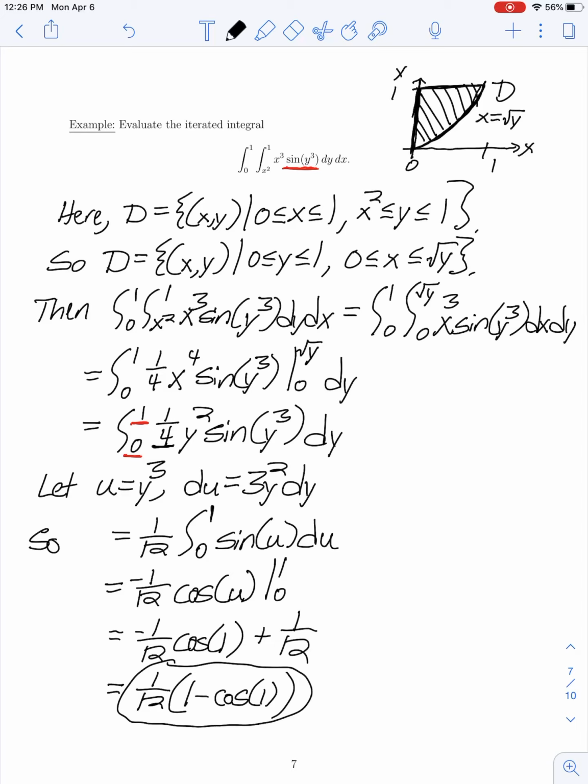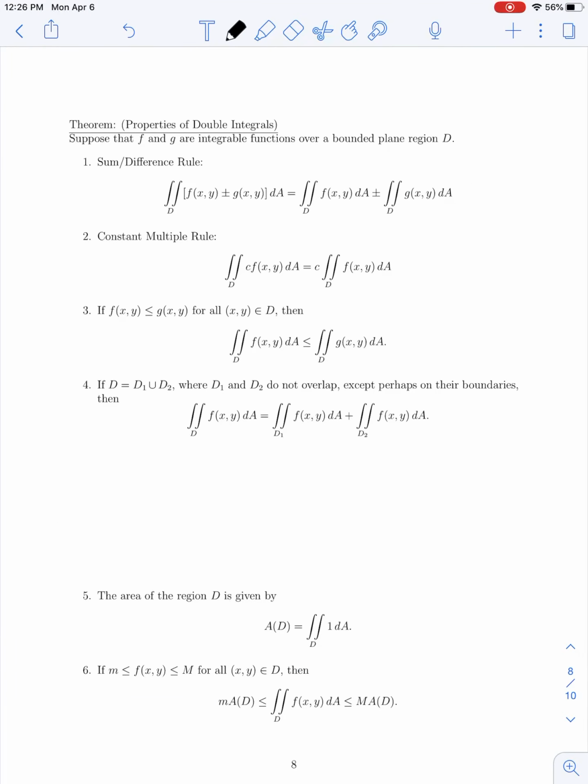And again, to get this value, we needed to consider our region of integration D as a type 2 region instead of a type 1 in order to find our antiderivative. Now, in the last part of this section, we will talk about some properties of double integrals, and then make use of some of these properties to evaluate, say, the average value of a function over a region, or try to estimate the value of a double integral if we're not able to find an antiderivative of our function.